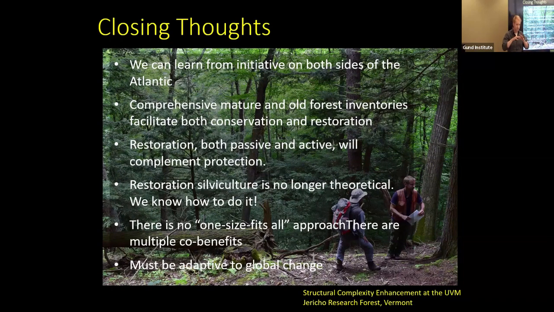We don't have explicit maps for old growth on either continent. Restoration is no longer theoretical. We know how to do it, and we have examples, but there's no one-size-fits-all approach for this. Old growth restoration is going to take lots of different shapes and sizes depending on where you are. And all this has to be adaptive to global change.